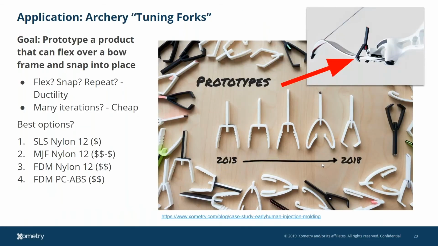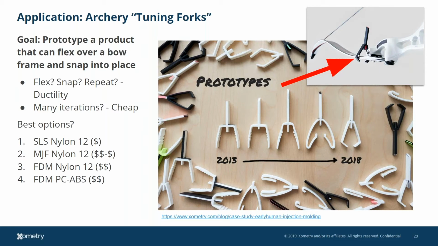So let's talk about real applications here. We've had a customer, and they've actually moved to injection molding on this project. But just talking about their iterative prototyping needs. So they're making these archery tuning forks. They want to prototype a product that can flex over a bow frame and snap into place. So this image here, you can see how it snaps in place.